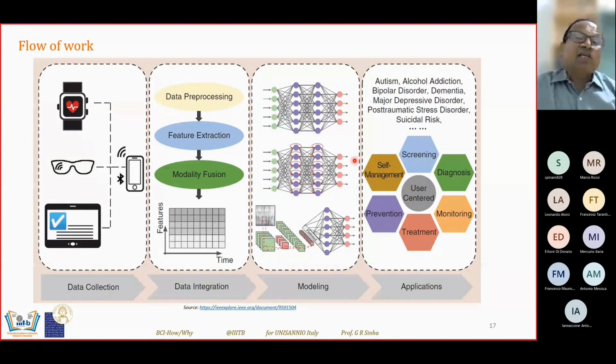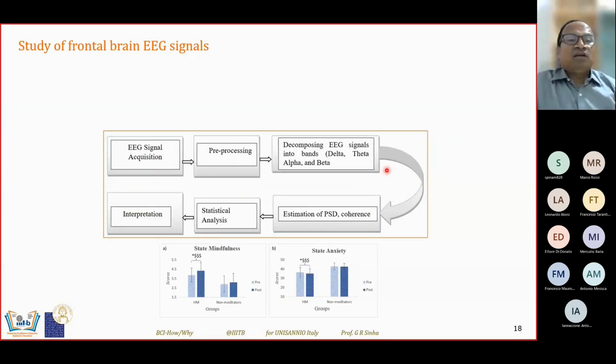And it's likely that you can have some brain disorder or disability. So this is how that encouragement can motivate the people for self management. That is the idea. Let's see one more example where the study of frontal brain EEG signals is involved.